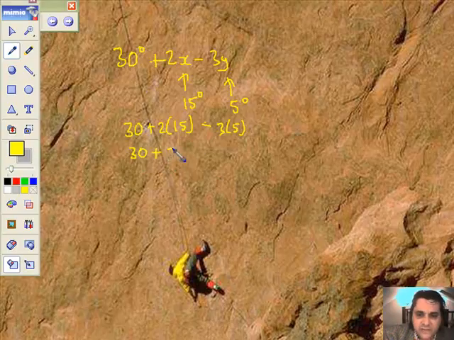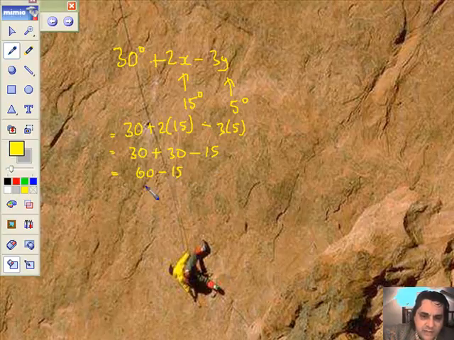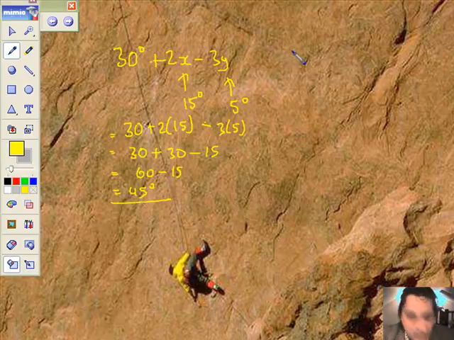So what have I got then? 30 plus 2 15s are 30, 3 5s are 15, so it's minus 15. So I'm showing every step here. So 30 plus 30 is 60, take away the 15, leaves me with 45 degrees. So the final answer is 45 degrees. That's that one done. I think I'll do 2d just up here.